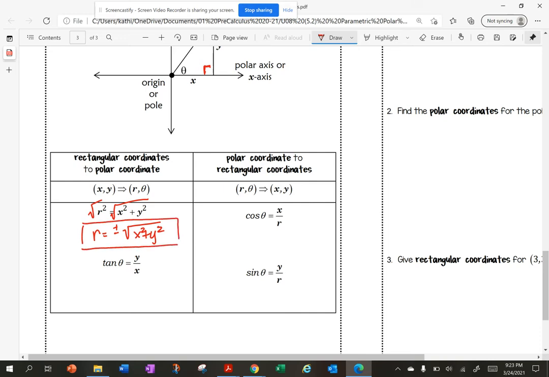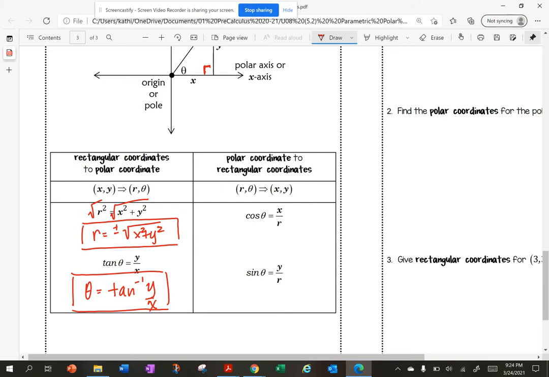And then to solve for my angle, I usually write this as tangent. So to solve for the angle, I'm actually going to take the inverse. So theta is the tangent inverse of y divided by x. Okay, so if I'm given x and y and I need to calculate r and theta, these are my two equations.